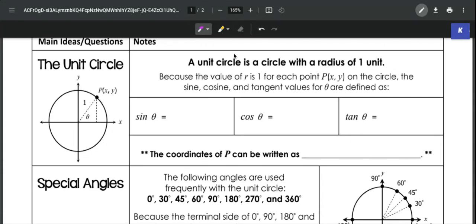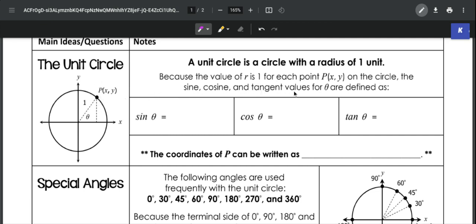All right, so the next section we're going to look at the unit circle. So here's kind of a visual of where we're getting some of this information that we're going to write down next, so you can look at that and reference back to it. But here we've got the unit circle, which is a circle with a radius of 1, because the value of r is 1 for each point x and y on the circle, which is just looking at it over here.